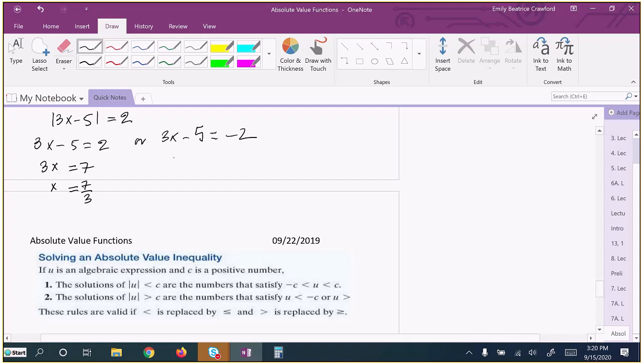Or add 5 on both sides as well for the other equation. So you get 3x equal to positive 3 this time. And divide both sides by 3. So x is equal to 1. So there are two solutions. And the solutions are 1 and 7/3.